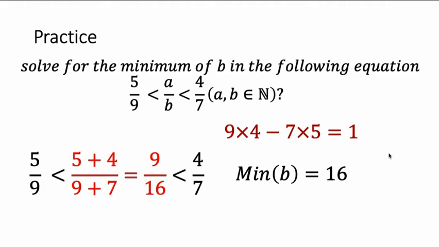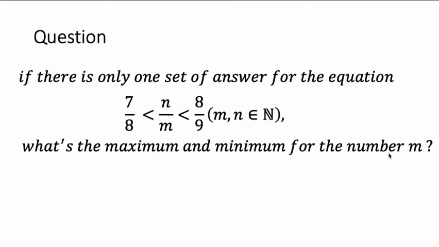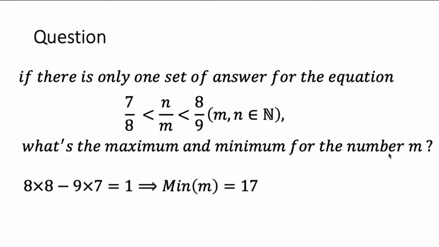So let us look back on our question today. We can easily see that 8 times 8 minus 9 times 7 equals 1, which means that our minimum is 9 plus 8 equals 17. But what about our maximum?